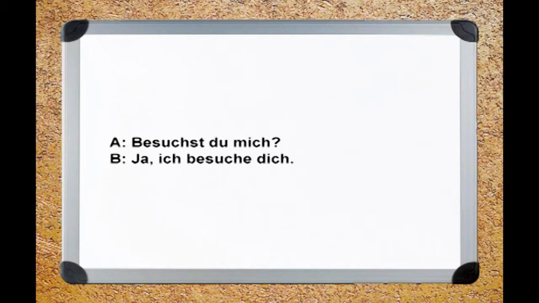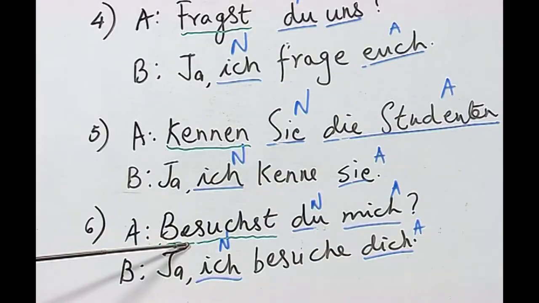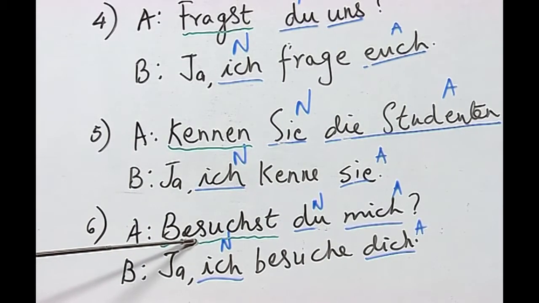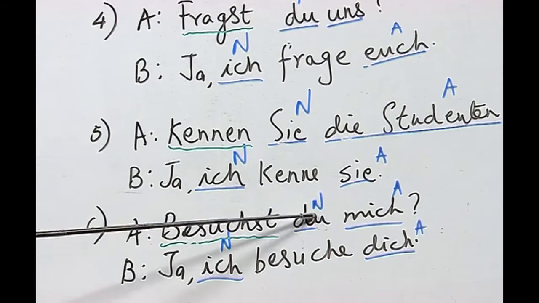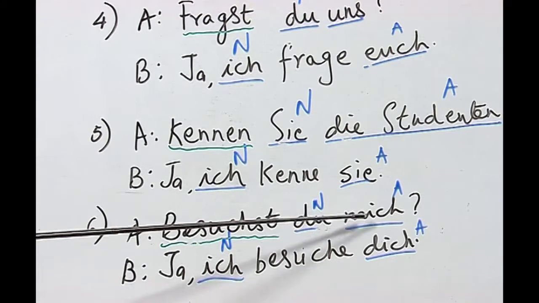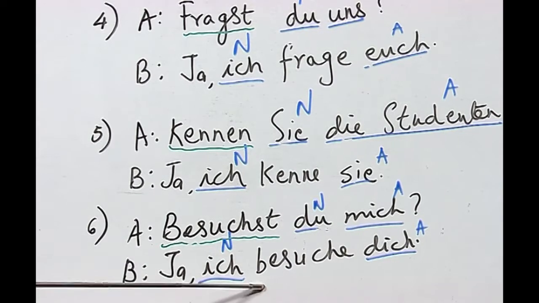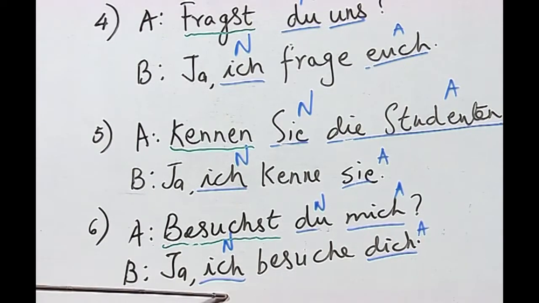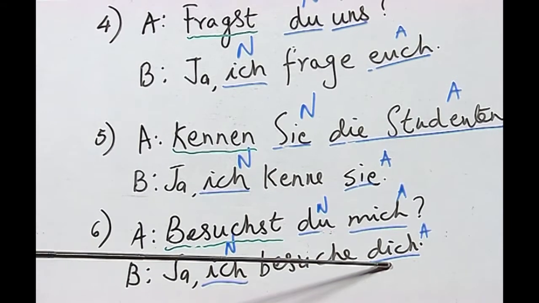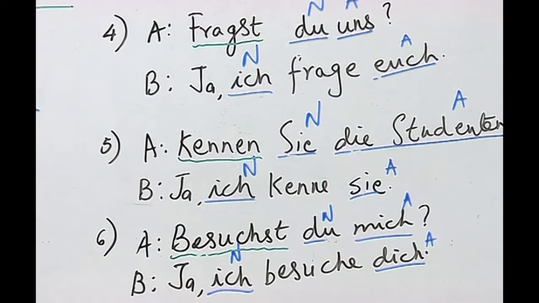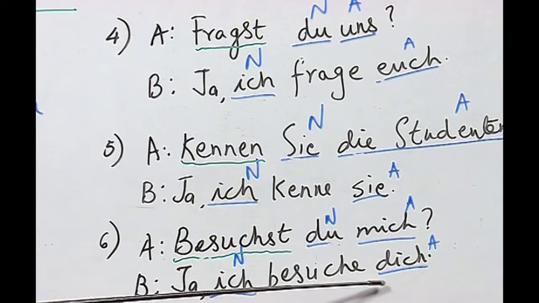Besuchst du mich? Ja, ich besuche dich. Here the verb besuchen would be new to you. The verb besuchen means to visit. Now here, as you can see, du is the nominative, mich is the accusative pronoun, and the answer is ja, ich besuche dich, where ich is the nominative and dich is the second person informal form of the pronoun du in accusative.